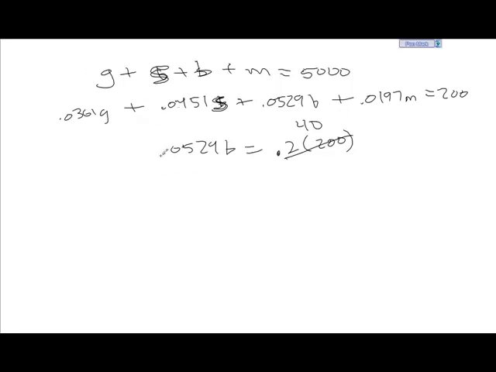Well, you might say, well, what about all the other variables? We can really easily just incorporate all the variables into this constraint right here by just saying 0G plus 0S plus 0.0529B plus 0M has to equal 40. So that's just our way of writing this equation but incorporating all the variables.